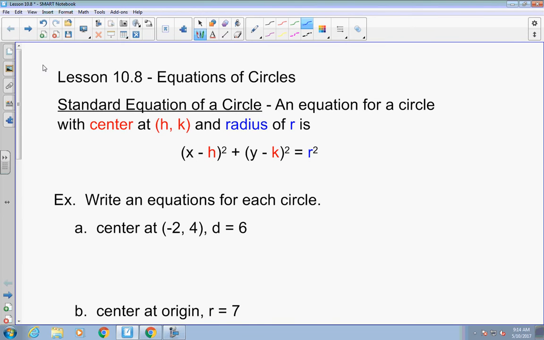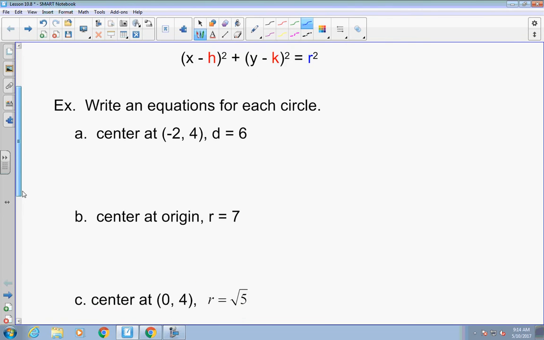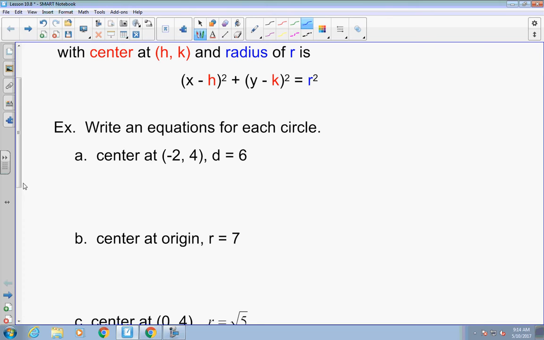All right. So a couple of questions here. It says write an equation for each circle. Okay, it gives me the center, which is -2, 4, and it gives me the diameter. Okay, this center is my h, k. My diameter is 6, so what does that make my radius? 3.